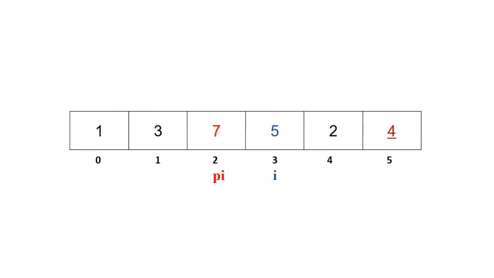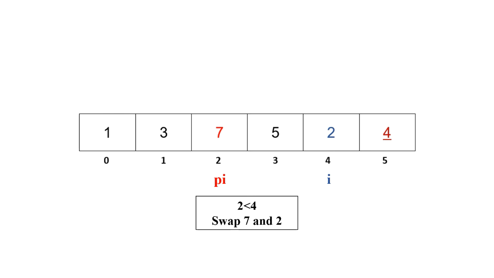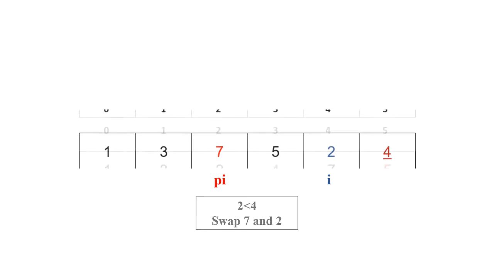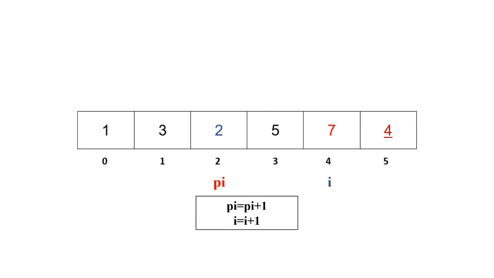On comparison with the pivot element, the value in I is greater than the pivot element. So we don't have to do anything and we can just move on to the next element. On comparison with the pivot element, the value in I, that is 2, is less than 4. So we can swap the values of pi and I. We can increment pi and I to move to the next element.